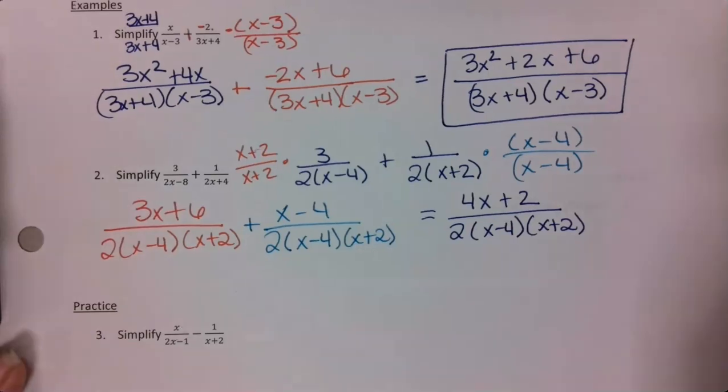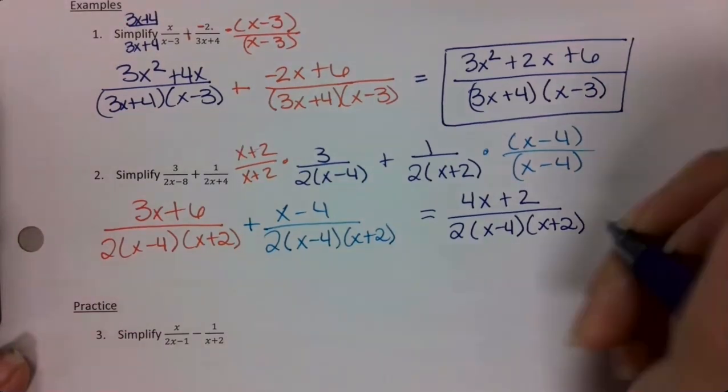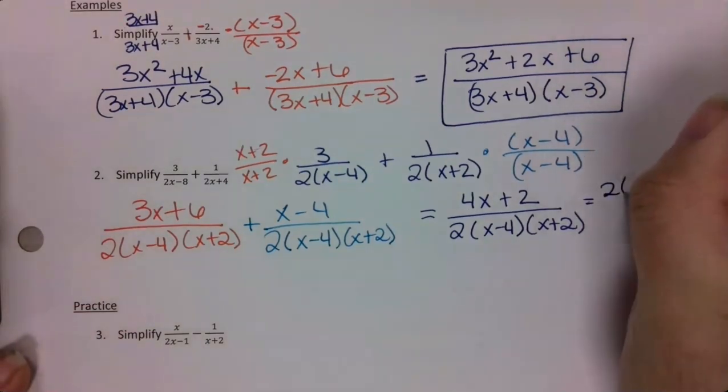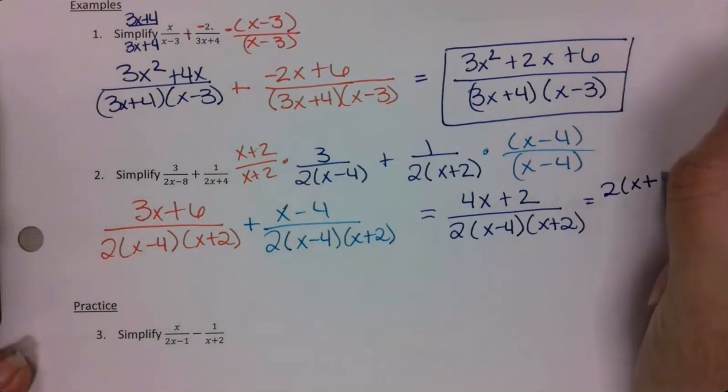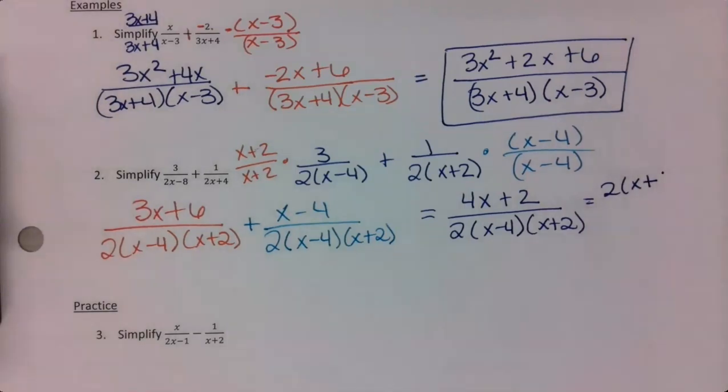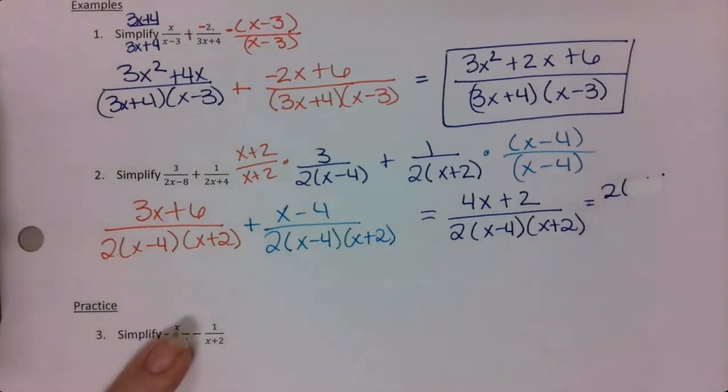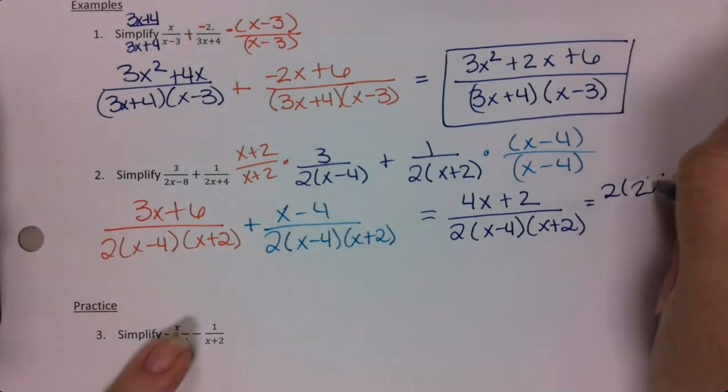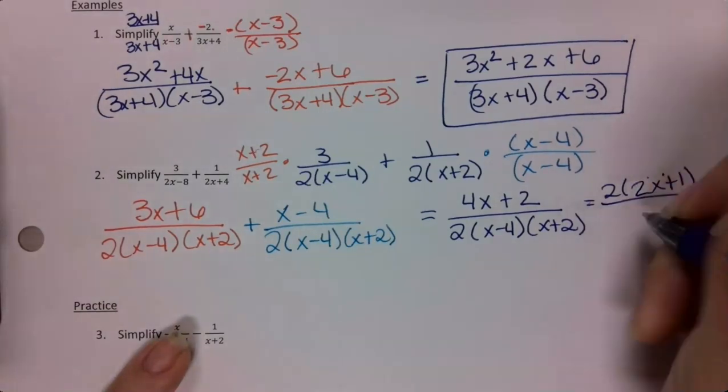Then I want to see if I can factor my numerator. I can. I can pull out a 2. So I'm going to have, oops, that should be 2x. When I pull out that 2, I have 2x plus 1 left. And my denominator stays the same.